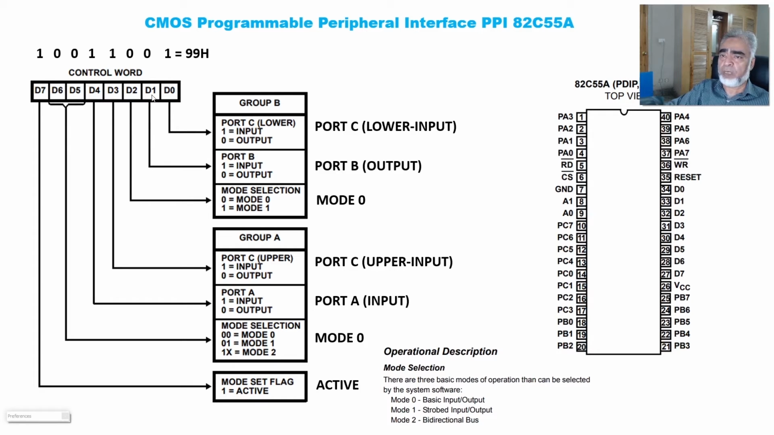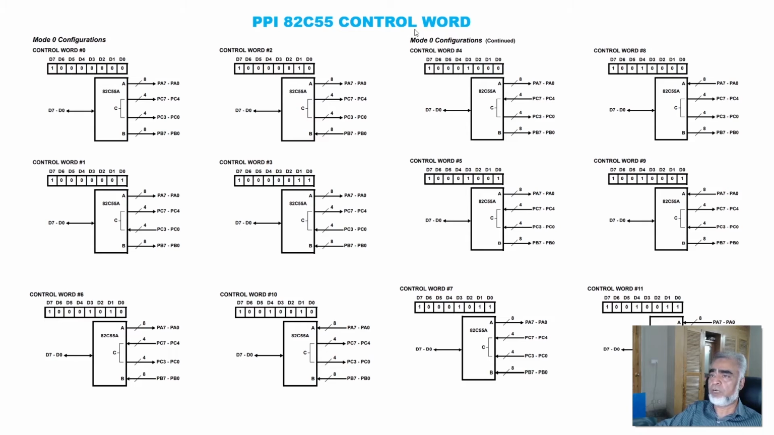And the status of the bit D1 is 0, it means that port B will be configured as output mode. And here we can find the bit D0 is also 0, it means that the lower port C will be output. Similarly, we can find different configuration words for port A, port B and port C for their different input and output configurations. And here we can find different control words for 8255 PIA for mode 0 configuration.